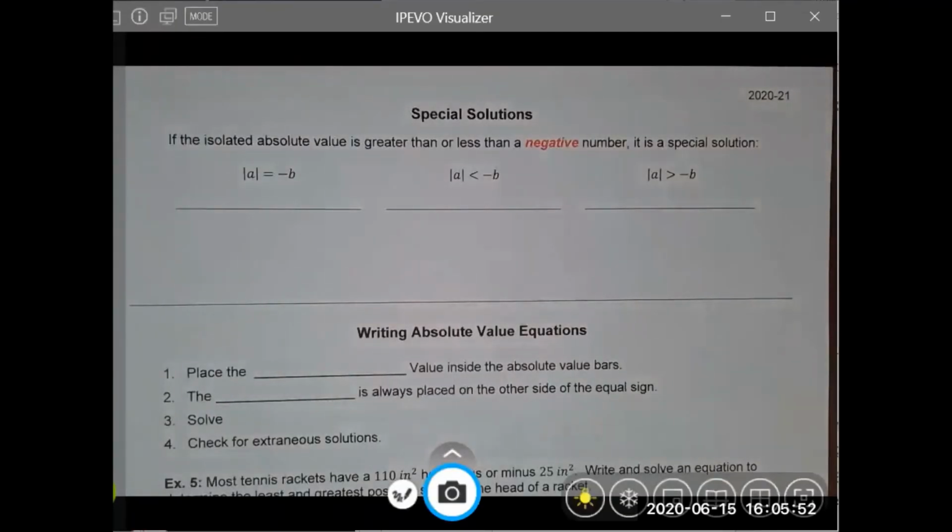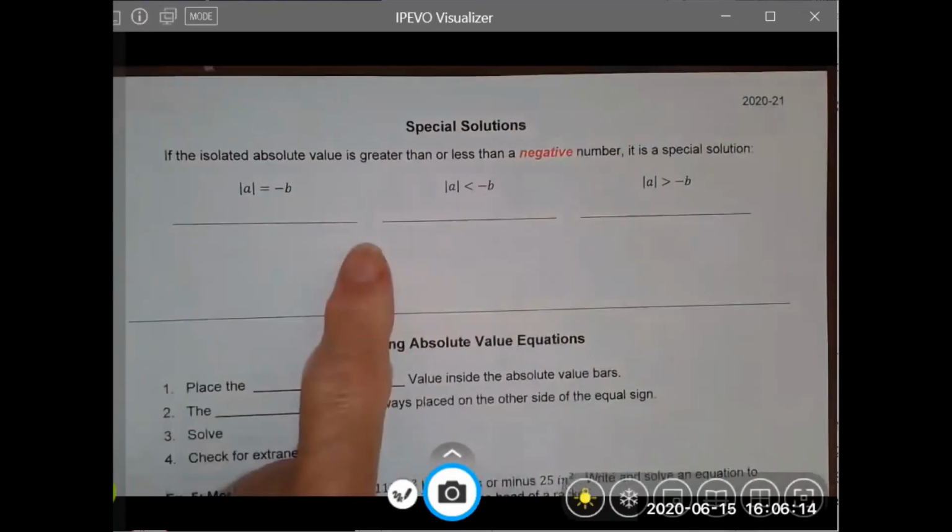All right, before we move on and start talking about special solutions and how to write absolute value equations, I wanted to tell you a joke. It's a dad joke. Here goes. What did the fish say when it ran into a wall? Damn. Okay, there you go. Dad joke for the day.